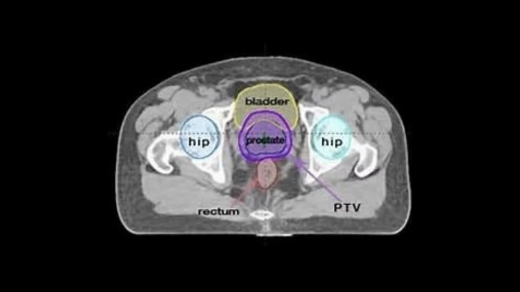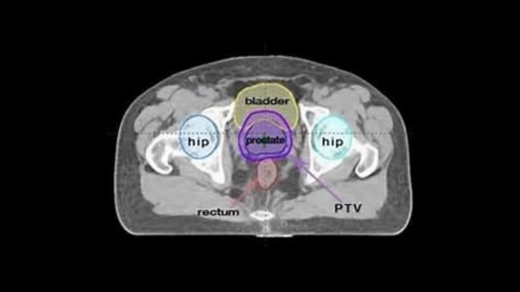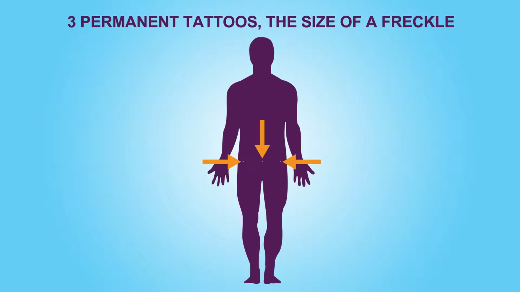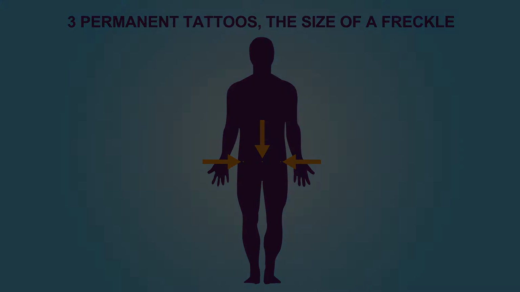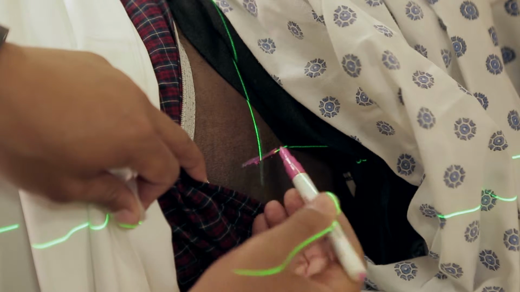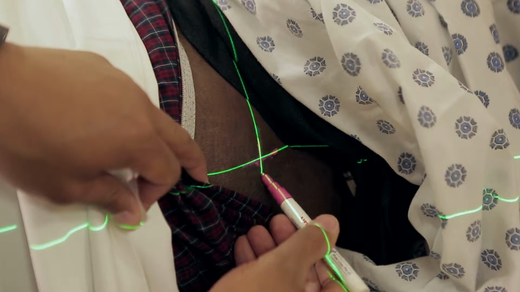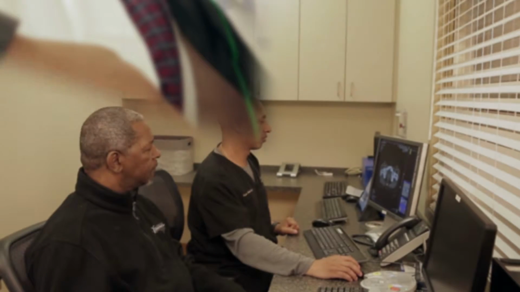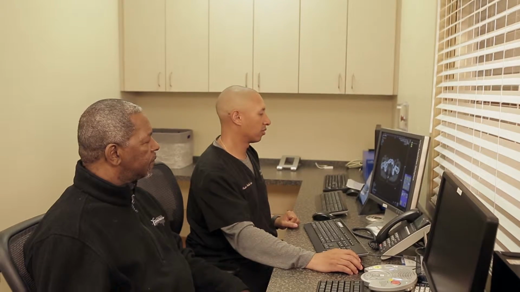The CT simulation is a 3D image which gives the doctors an internal image of your anatomy. This simulation is used to create your radiation treatment plan. After the scan, you'll be given 3 permanent tattoos, the size of a freckle, which will be used as a starting point for your radiation therapy. Paint marks will also be used for better visualization, so it's important not to wash these marks off. Patients usually spend no more than 5 to 10 minutes on the table for their CT simulation appointment.